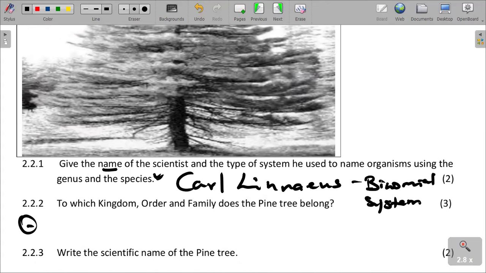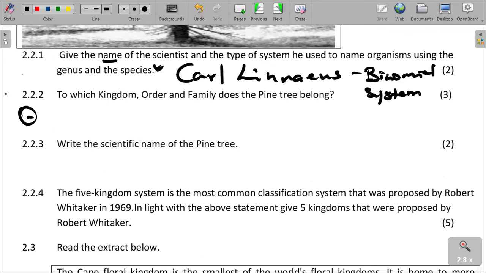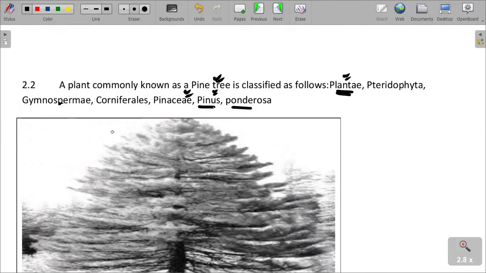I'm saying the kingdom which it belongs to. So we can say that, one, the kingdom, it belongs to the Plantae, as you can see here. It belongs to the Plantae kingdom. And then order, the order it belongs to is Coniferales. It belongs to the Coniferales.